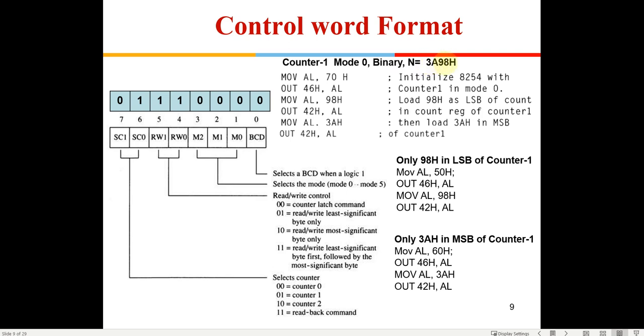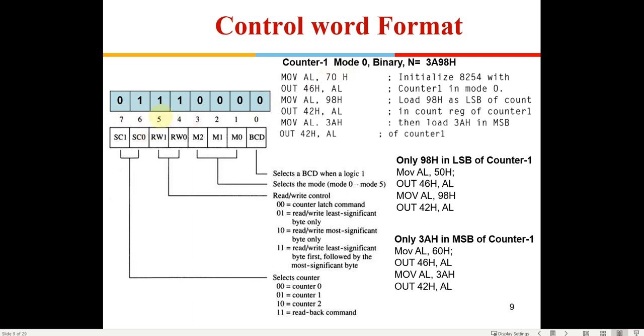So this is some count value we want to put here, so that accordingly it starts counting down from this value, and when it reaches 0, it is going to give me a high signal at the output pin. So how do I program this counter?